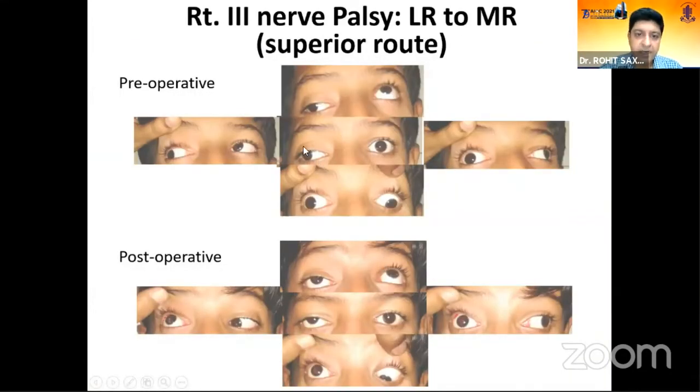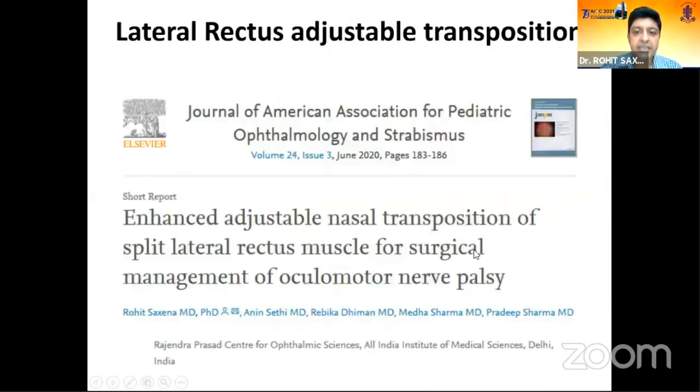This was from the superior. You can see the hypotropia and you can see the correction of the hypotropia, but again, slightly not so great correction of the horizontal. And finally, we realized that sometimes the results may not be so optimal with a fixed procedure.